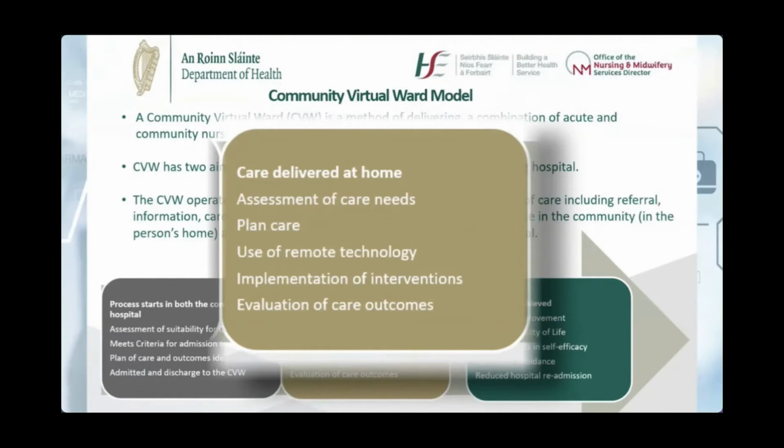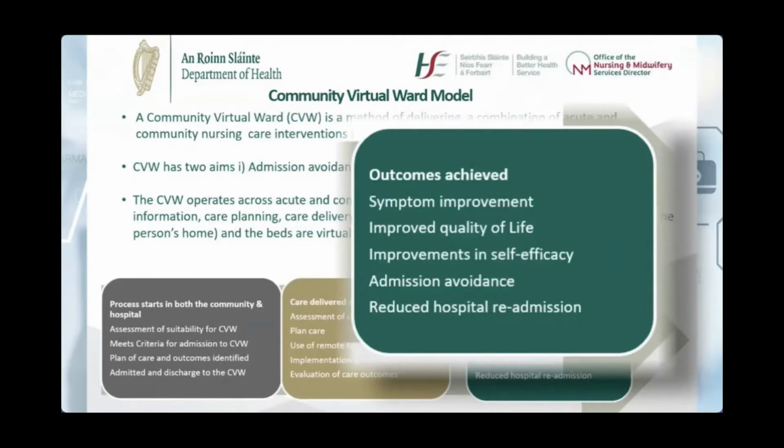The third box then shows how do we know our outcomes have been achieved? That we will see evidence of symptom improvement for the patient, improved quality of life for the patient, improvements in self-efficacy, admission avoidance and reduced hospital readmissions over a period of time for the patients in the community virtual ward.